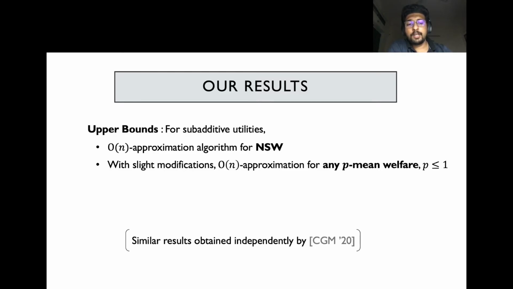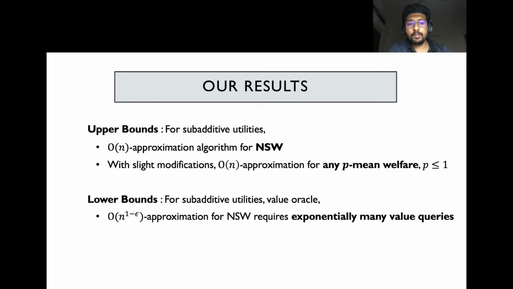Similar results for the upper bounds were independently given by Chaudhury et al., but the techniques we use vary widely from theirs. We also show that the order n approximation is tight by proving that an exponential number of queries would be required to improve this approximation even by an epsilon factor. Our lower bounds also apply to the work by Chaudhury et al.